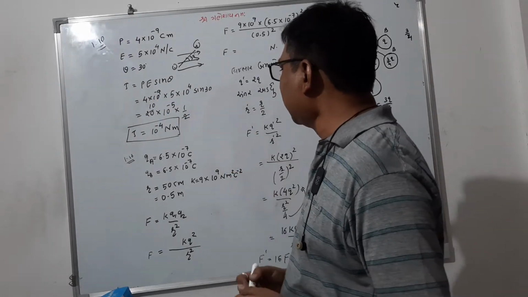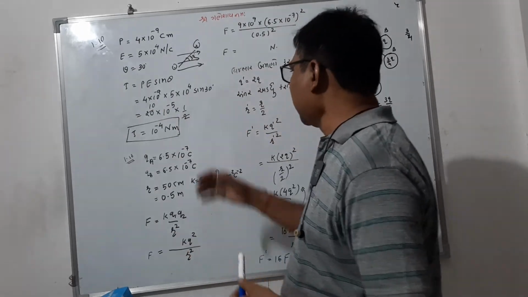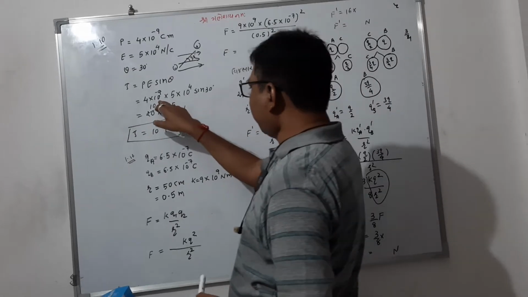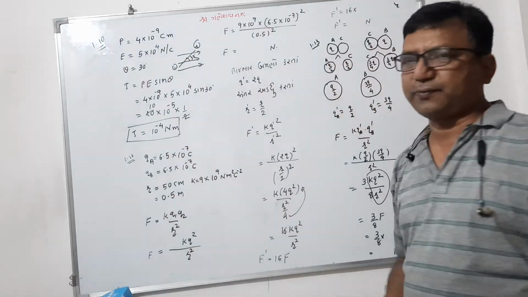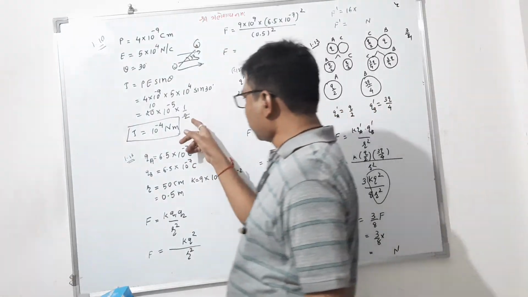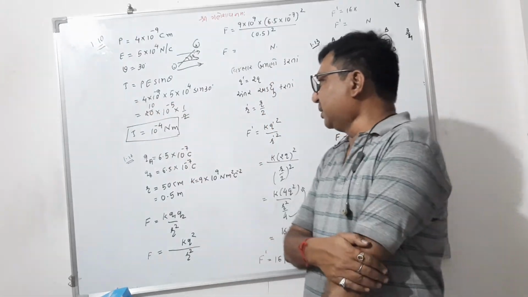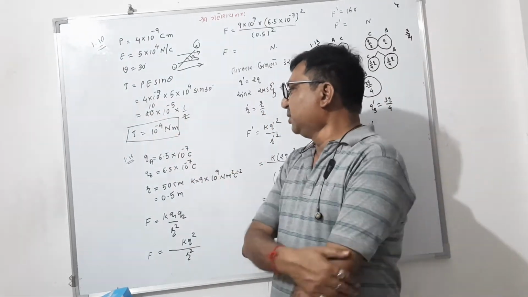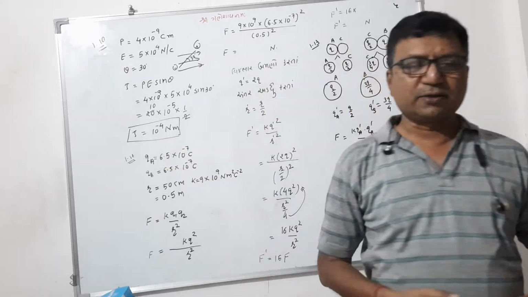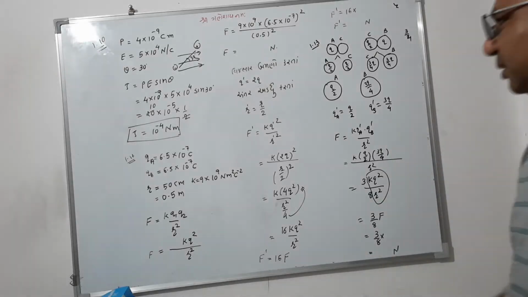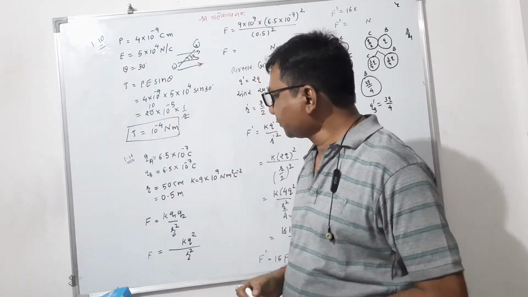So sin 30. 4 fives are 20 and sin 30 is equal to 1 half. The base is the same, so minus 9 plus 4, the result is minus 5. And 2 tens are 20, so 1 power on 10, and minus 5 on this 10. So by simplification you will get 10 raised to minus 4 Newton meter, the torque applied on the dipole.